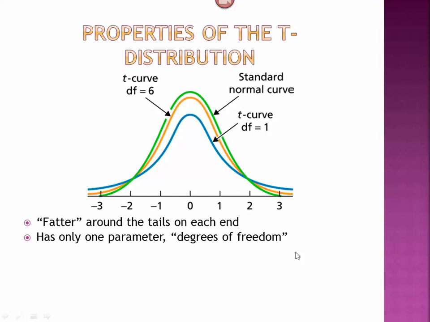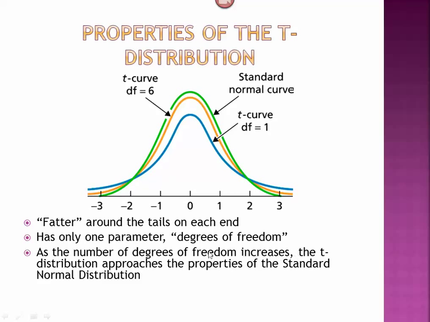The one parameter that we have is degrees of freedom, and as the number of degrees of freedom increases, you see the t distribution approaching the same properties as the standard normal distribution. Let's define what the degree of freedom is before I take you to the next slide. The degree of freedom is defined as the sample size minus 1. So degree of freedom is very closely tied to the sample size that you're pulling from the population. And we subtract 1 from it, just like we do when we calculate s, the standard deviation of a sample.